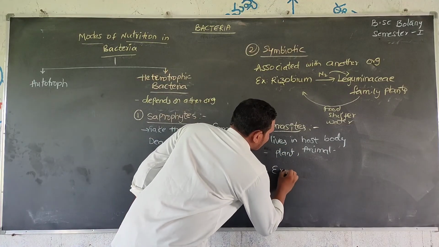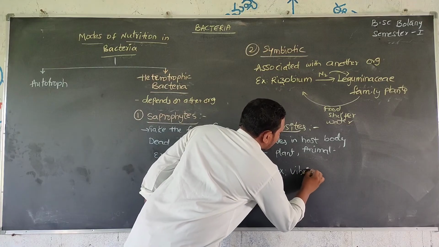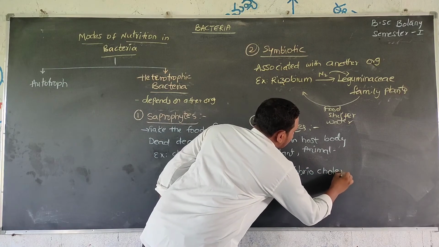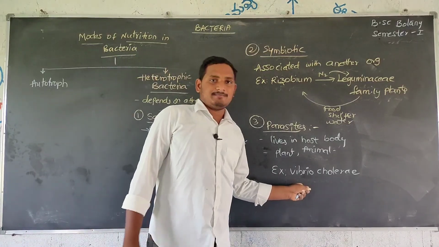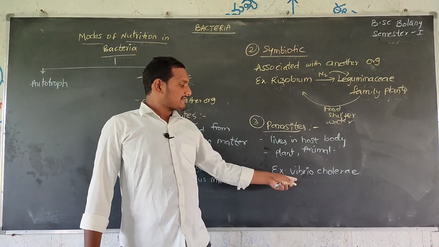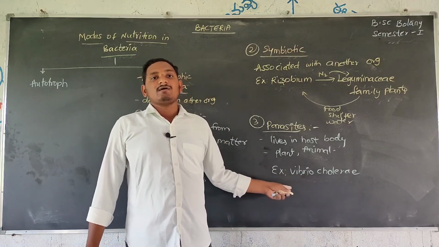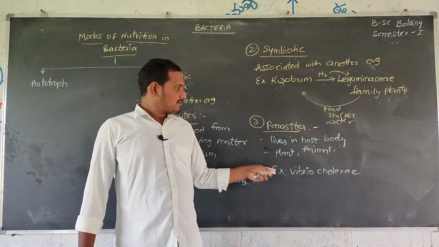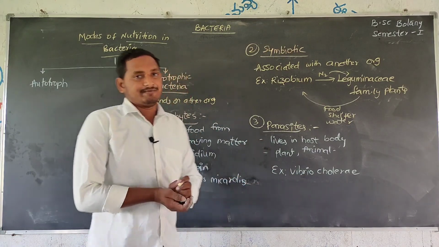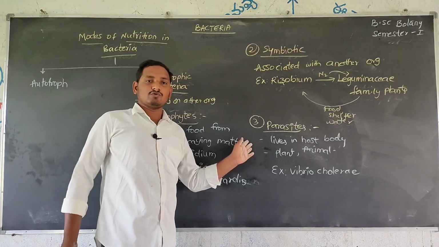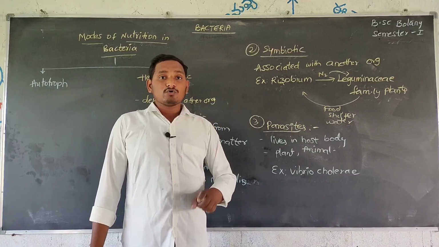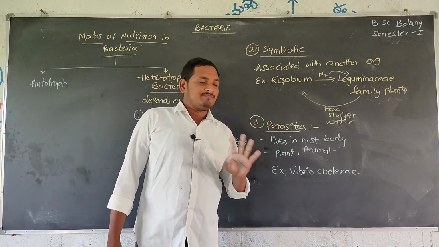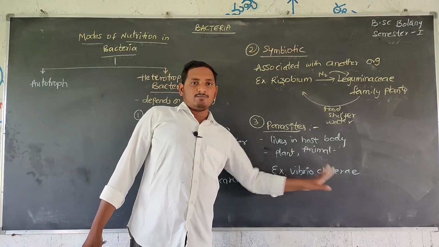Example, Vibrio cholera bacteria. This bacteria is mainly found in the human body. This is a parasitic bacteria. Parasitic bacteria live in the host body and take up the food and shelter from the host body only. The host body is mainly plant or animal, and Vibrio cholera is the example.